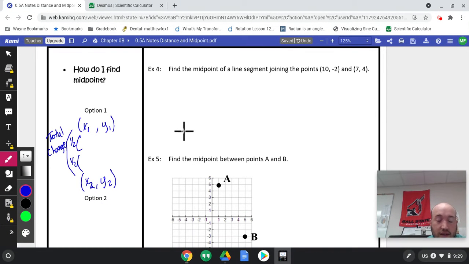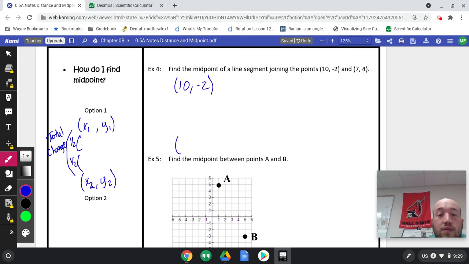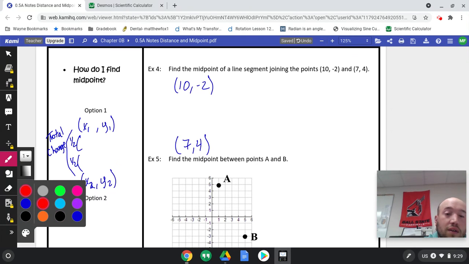Okay, these are essentially the same way. It's just two ways of thinking about it. Do you like the graph or just an equation? So right here we have our 10 and our 7 for our x. So let me rewrite this. So 10, -2, and 7, 4, and we want to know what our midpoint is. So the total change from 10 to 7 is -3. So half of that will be -1.5, which means 10 minus 1.5 leaves us with 8.5 as our x value.